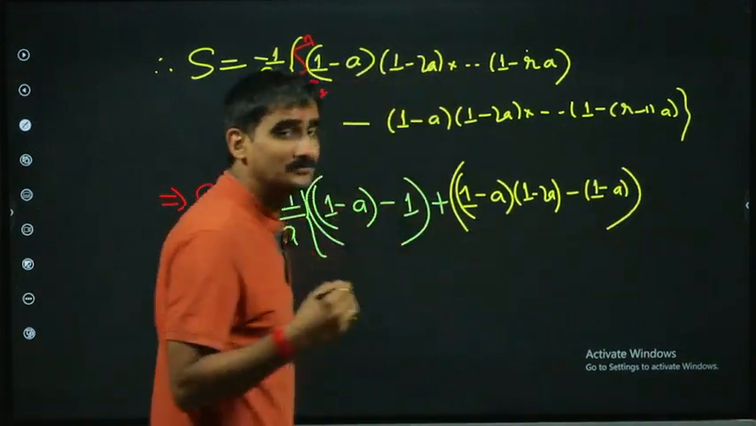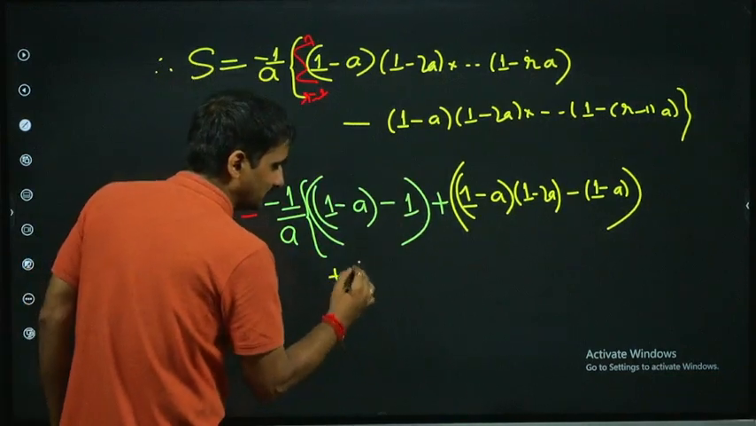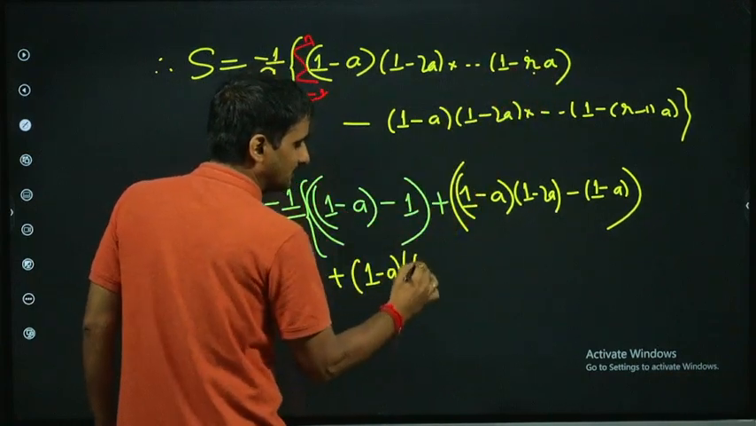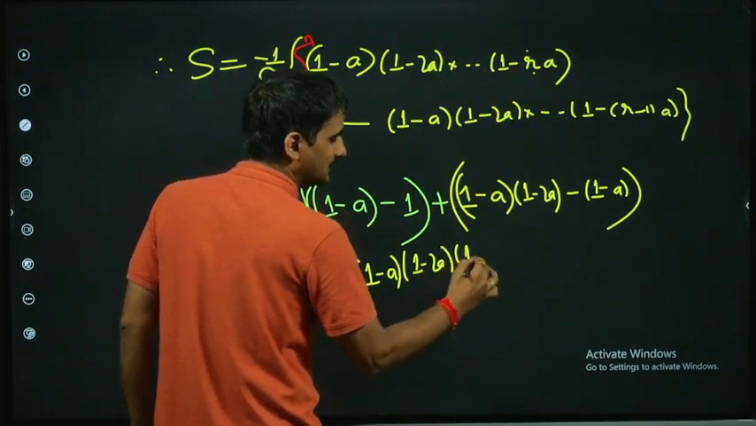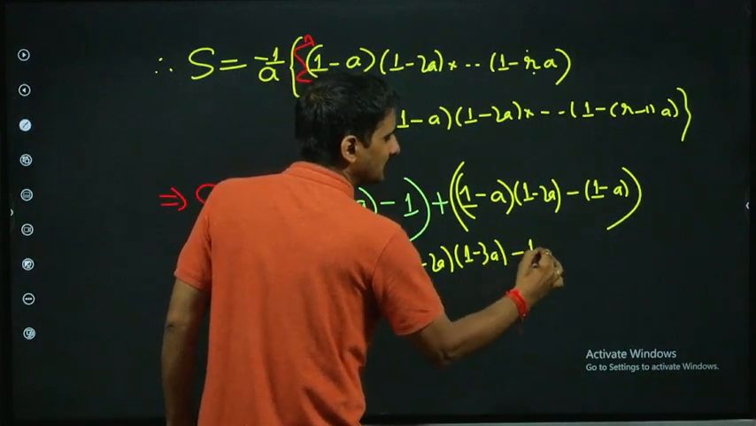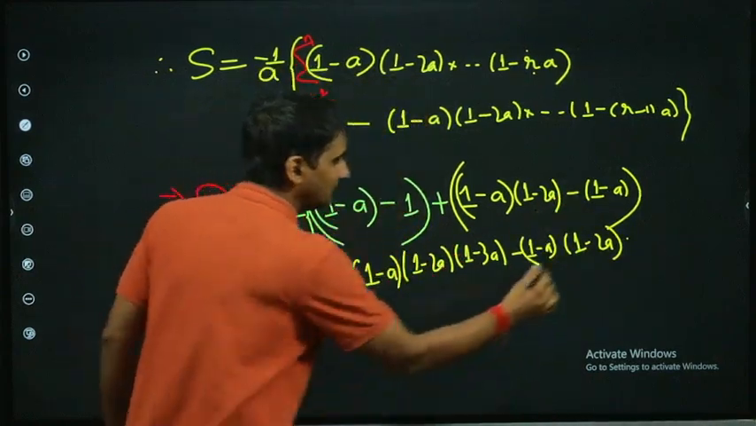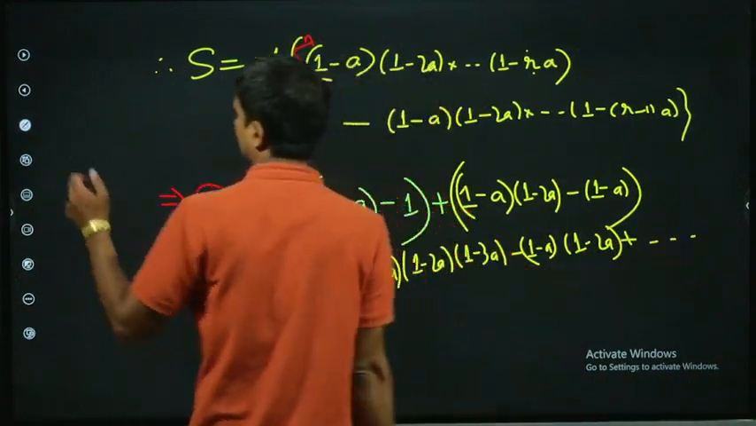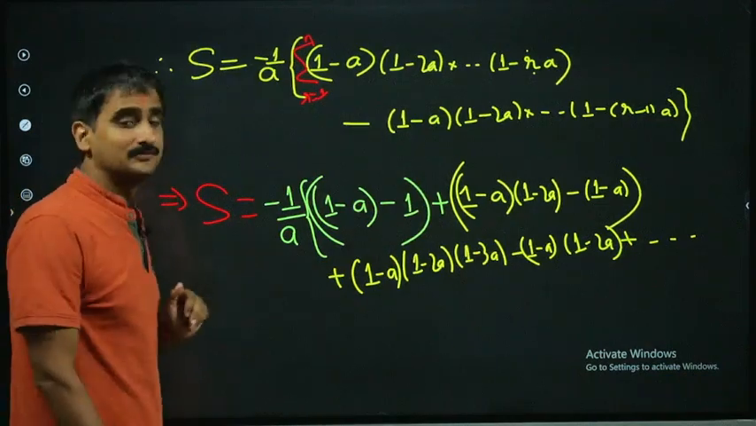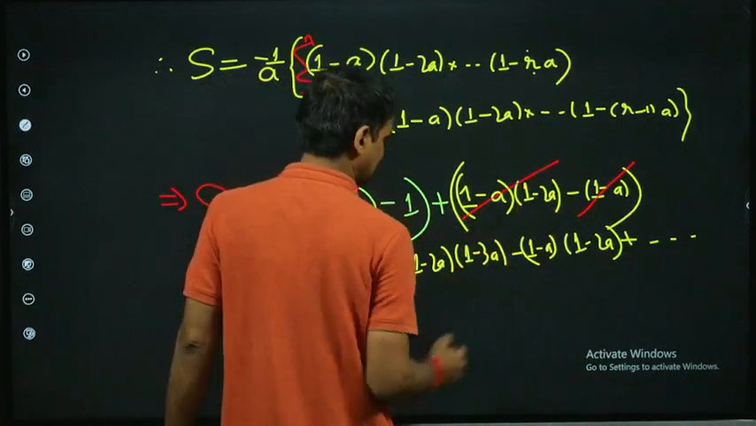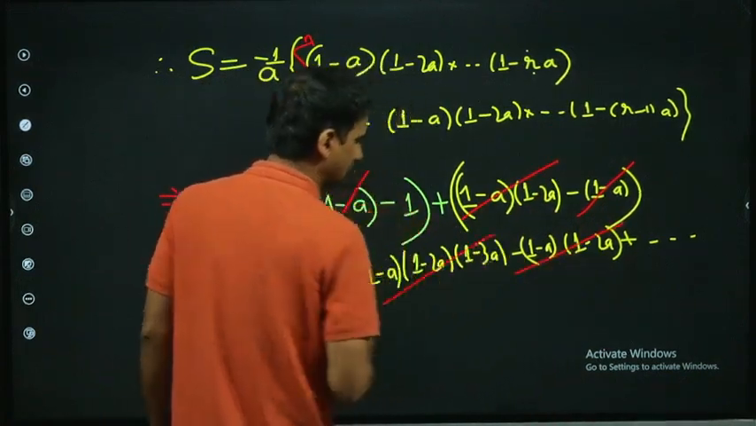And then let's put one more. Okay, so when you put R equal to 3, so 1 minus A, 1 minus 2A, so the last is 1 minus 3A, and here it will be 1 minus A into 1 minus 2A, because you are going till R minus 1 only, and plus dot dot dot. Now see, are the terms getting cancelled? The answer is of course yes. This got cancelled, this will get cancelled, and so on and so on.